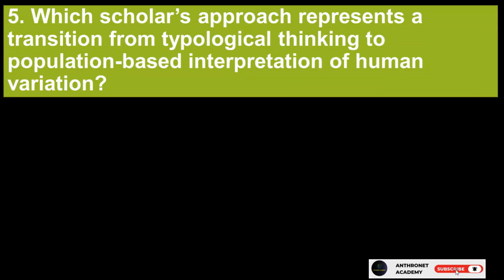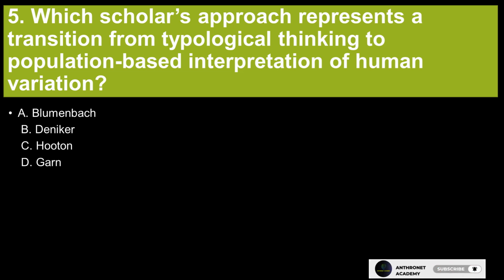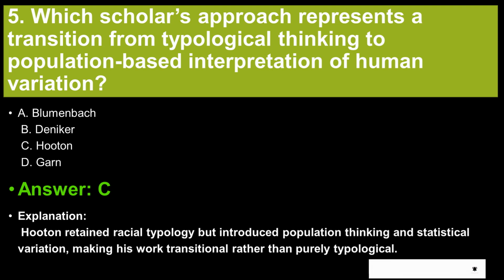Question 5. Which scholar's approach represents a transition from typological thinking to population-based interpretation of human variation? A. Blumenbach. B. Dankmeijer. C. Hooton. D. Garn. Answer: C. Explanation. Hooton retained racial typology, but introduced population thinking and statistical variation, making his work transitional rather than purely typological.